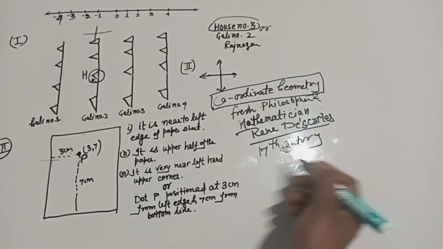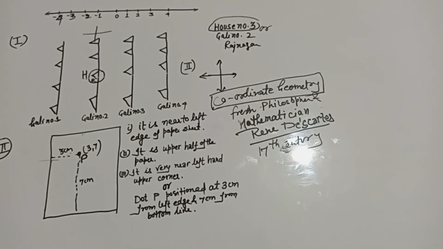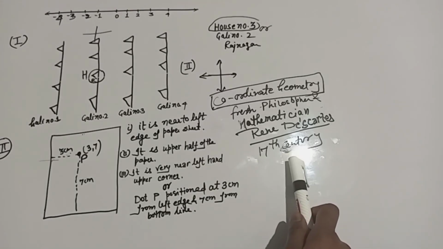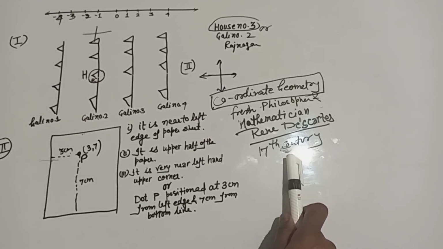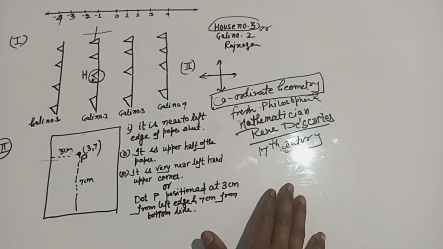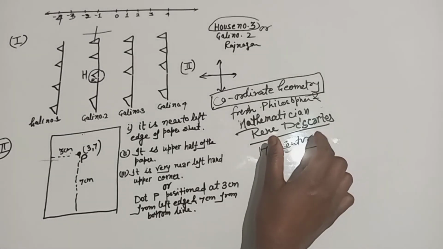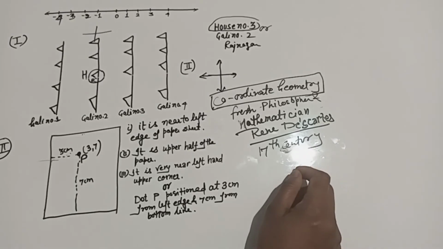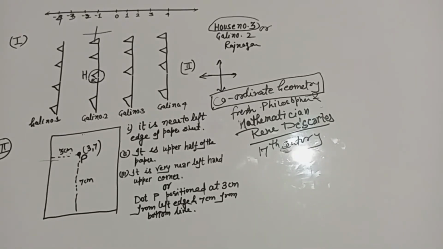He would lie in bed and think one day about the problem of the position of a point in a plane. He developed the older idea of longitude and latitude. It is in honor of Descartes, the French philosopher and mathematician of the 17th century.